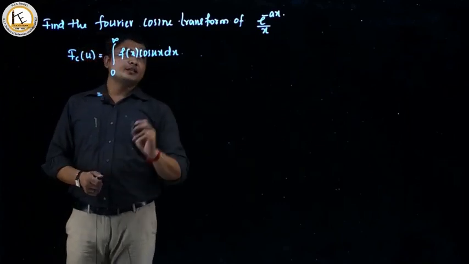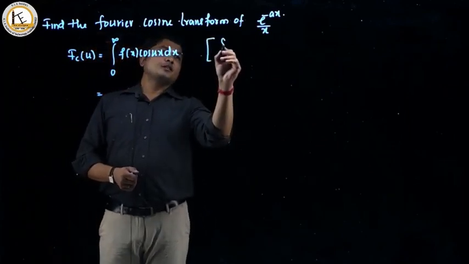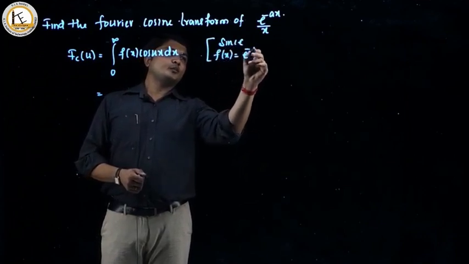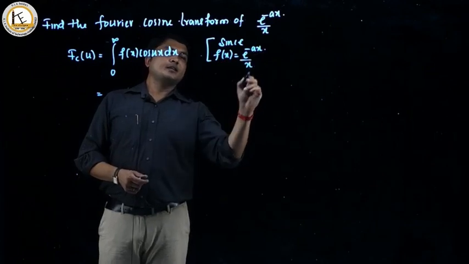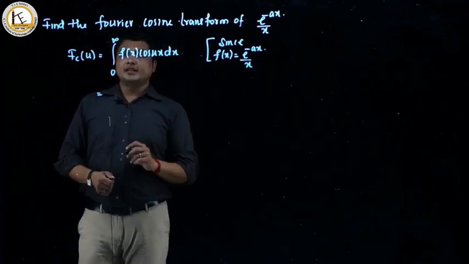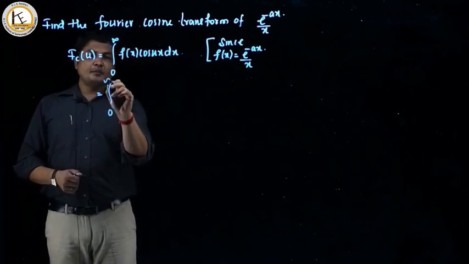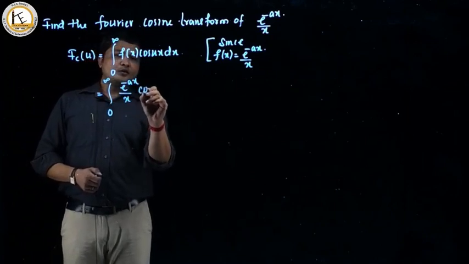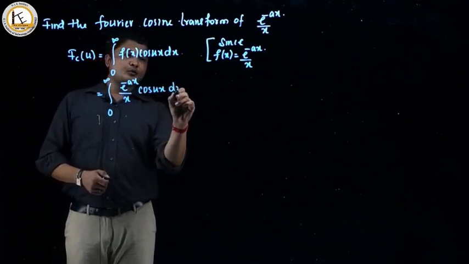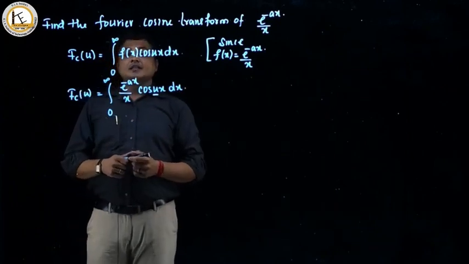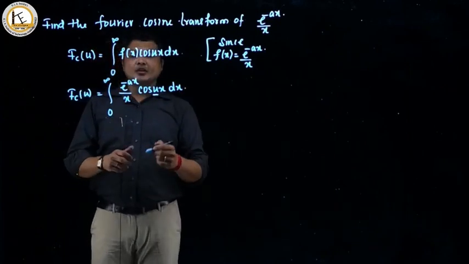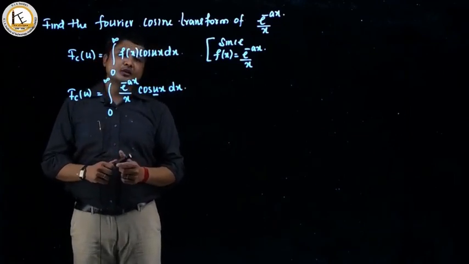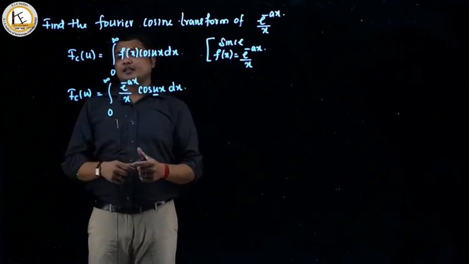Replacing f of x as the given function, since given that f of x is equal to e raised to minus ax divided by x. So replacing f of x as e raised to minus ax divided by x into cos ux with respect to x. Since the given integral is not in the standard form, first we need to reduce this integral into the standard form, then we can evaluate the integral.